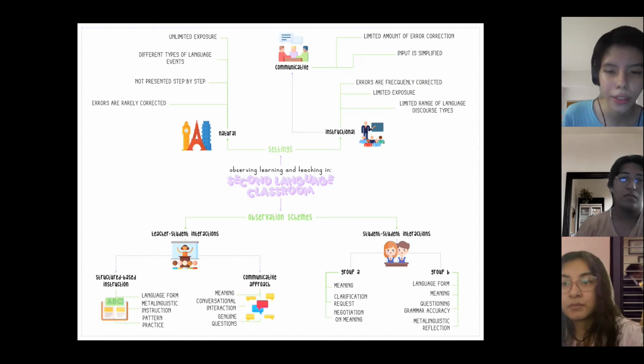Was there anything you found interesting in the readings? I found interesting how much of a difference there is in the observation schemes, for example, for the teacher-student interactions and student-student interactions.